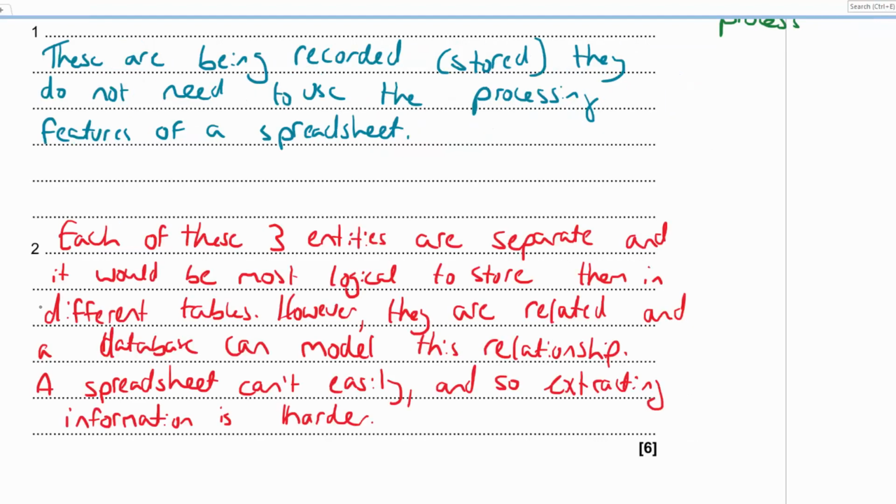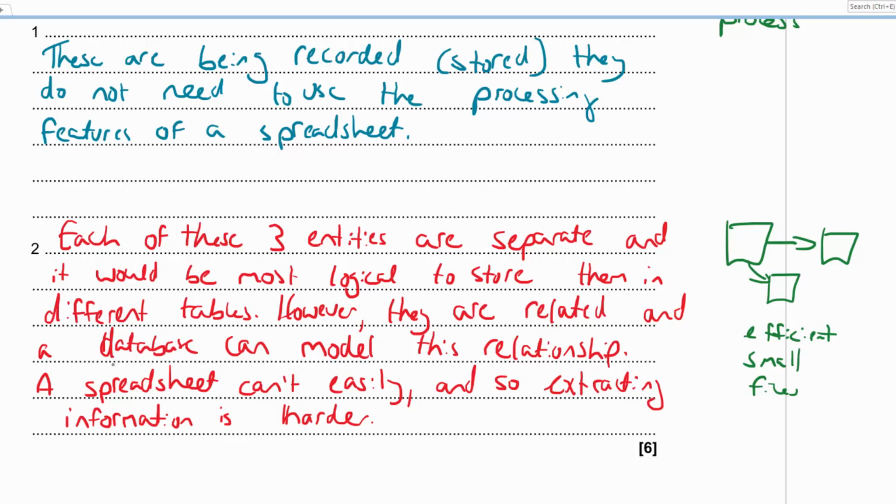Alright, so I've changed my answer a little bit to what I just said. I've now said each of these 3 entities are separate, and it would be most logical to store them in different tables. However, they are related, and a database can model this relationship, the idea being that we can, using something called a primary key and a foreign key, link different tables using this relationship, and it is pretty logical and also pretty efficient. You could save that as well as a separate point. It's quite an efficient way to store it, so you get small file sizes.